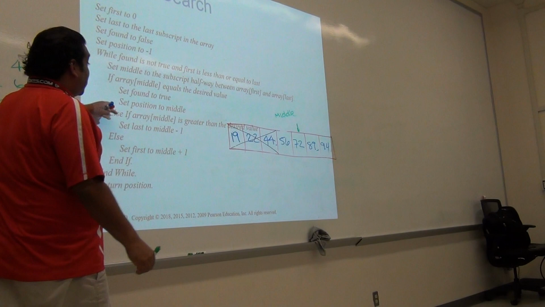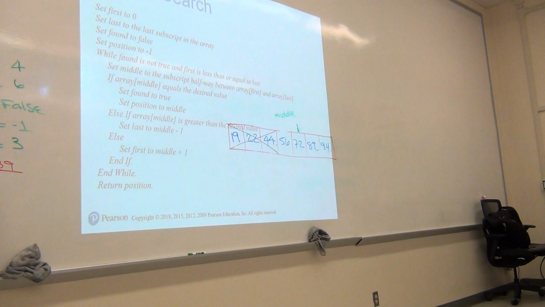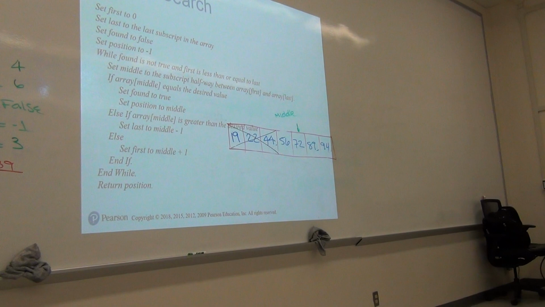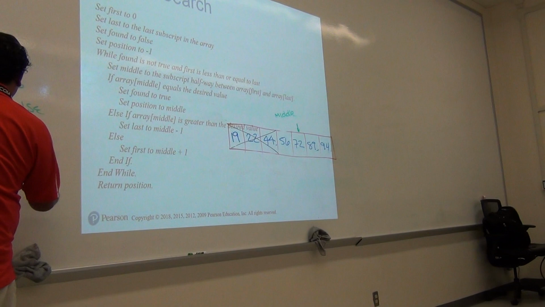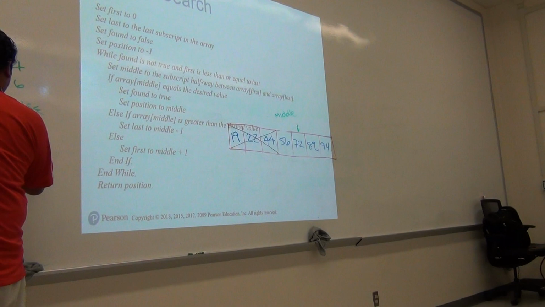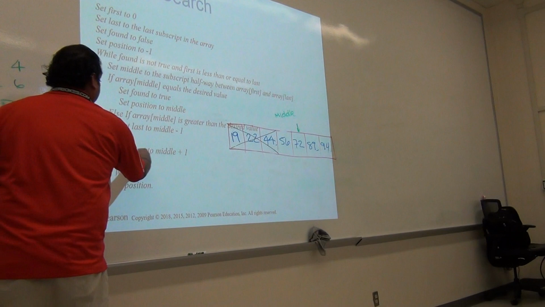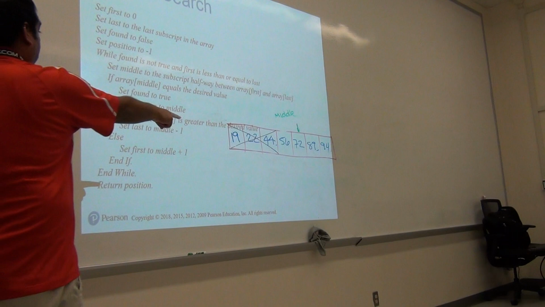Is that value greater than the desired value? Remember, we're looking for 89. Is that value greater than 89? No, right? So here we are again. We're gonna set first to middle plus one. What happened here? I didn't update something. I didn't update middle. Okay. All right. So now I need to update middle again, and we're gonna set first to. No, I'm sorry. I skipped a step, didn't I? I didn't do this step. Okay, hold on. I needed to update middle.